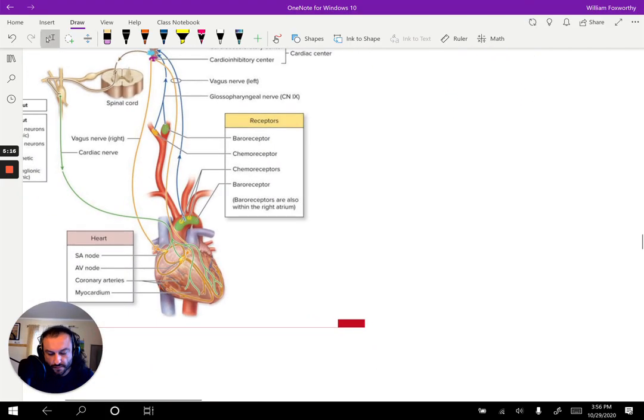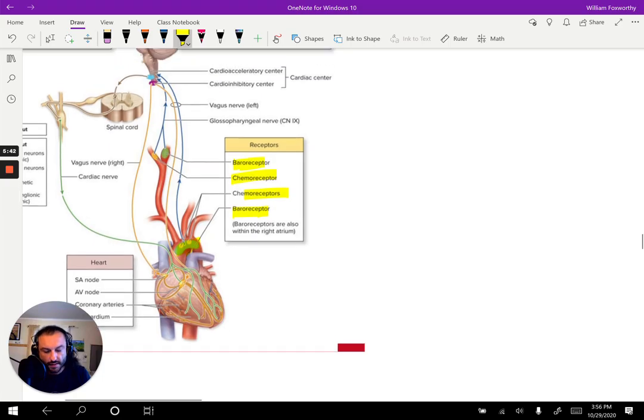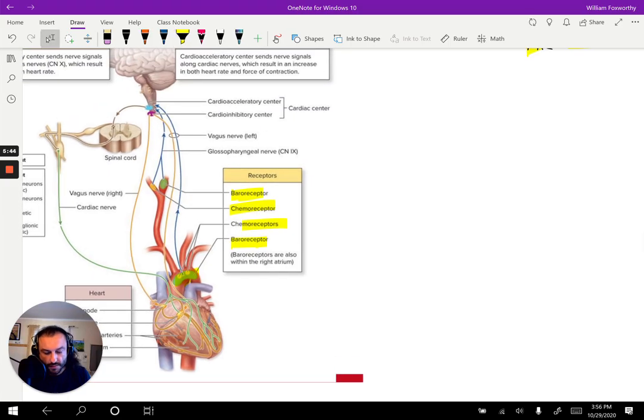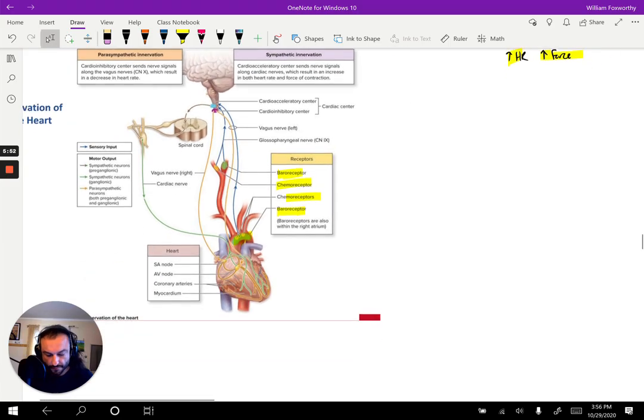You have a number of receptors, which I think we'll talk about more in the next chapter. Baroreceptors for stretch or pressure, and chemoreceptors, which can detect things like dissolved CO2 or pH levels, are able to pick up signals from various parts of your circulatory system, the aortic arch, for example, and then convey that to the medulla oblongata to either increase sympathetic activity or to increase parasympathetic activity.